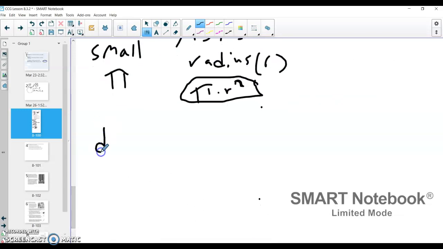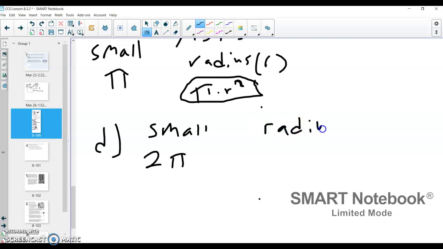All right, so in part D, if the small circle has a circumference that is 2 pi, and the small one has, I should really write radius 1, but then you go to a bigger circle that has radius 3, well, we're going to actually use linear scale factor, and from radius 1 to radius 3, that's 3 times bigger, and so our circumference is going to be 3 times bigger. So the circumference of our circle that's radius 3 is 6 pi. It's 3 times bigger.